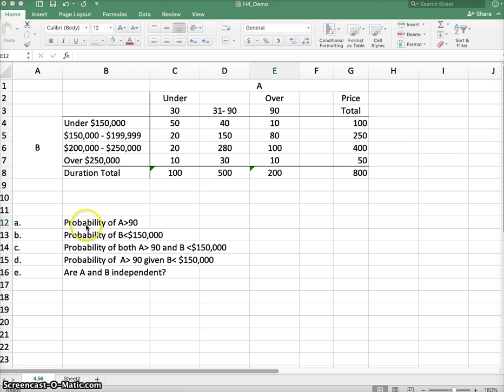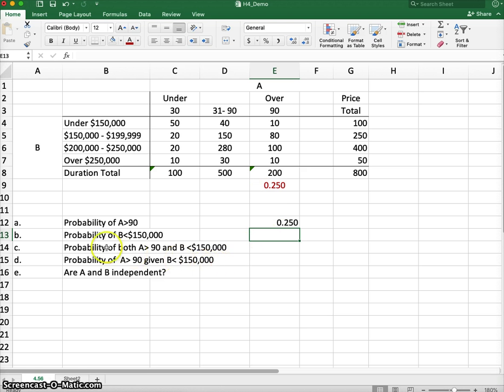First, we're going to ask ourselves, what's the probability that A, which is the listing period, is greater than 90 days? Well, all of these houses, it took more than 90 days to sell. So 200 out of the 800. So we could calculate the probability just by saying, what is 200 divided by 800? And we get a probability of 0.250. So the answer to A is just simply the probability that it'll take over 90 days based on past experiences is about 25%. So the answer is just 0.250.